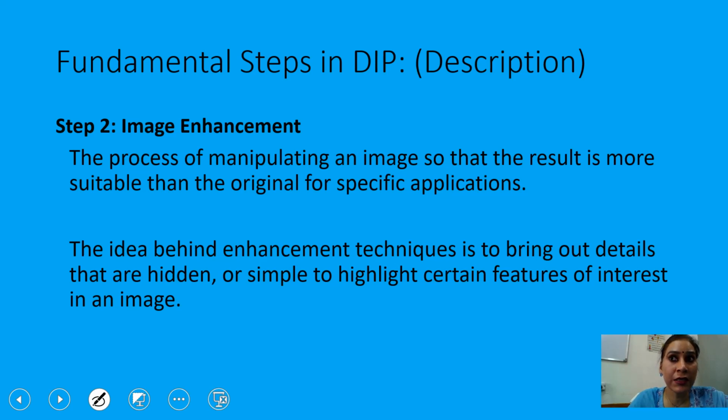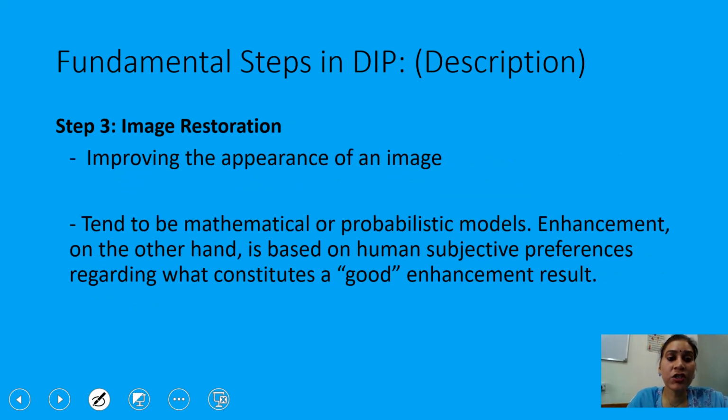Here we studied the filters. Various types of filters come under image enhancement. Then image restoration, improving the appearance of an image. When we are improving the quality of the image, that comes under image restoration. It tends to be based on mathematical, probabilistic models.